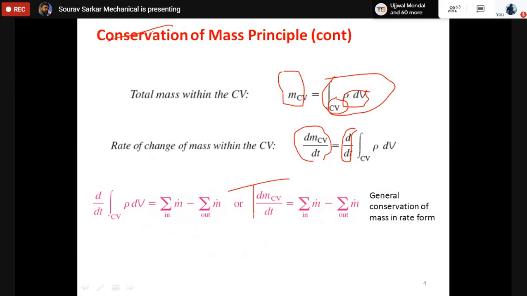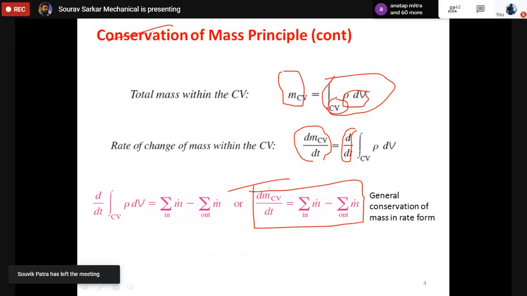What is basically this? Summation of mass in minus summation of mass out equal to the rate of change of the mass of the control volume. Whenever you try to see this example or this formula, you just try to imagine the bathtub situation. Okay, so now I am giving one example.